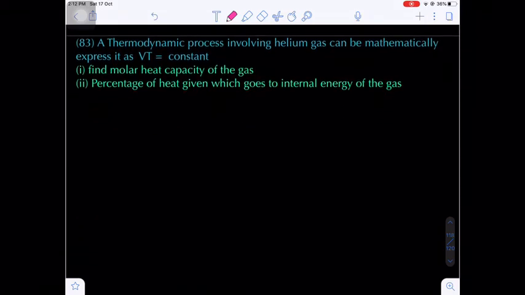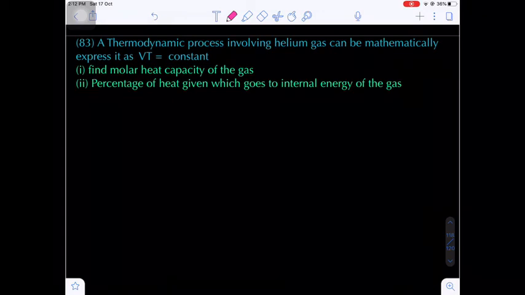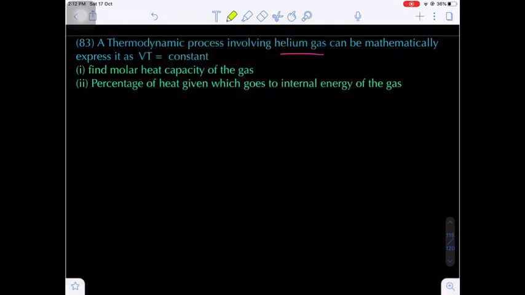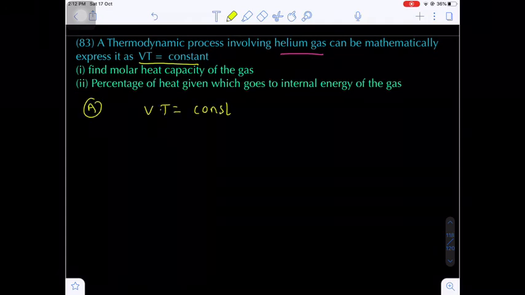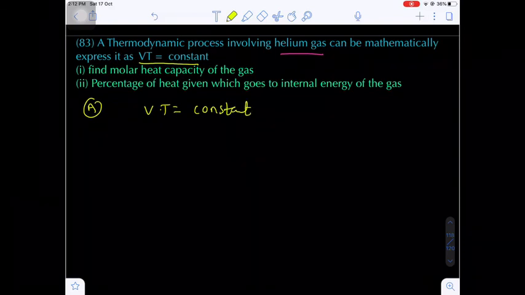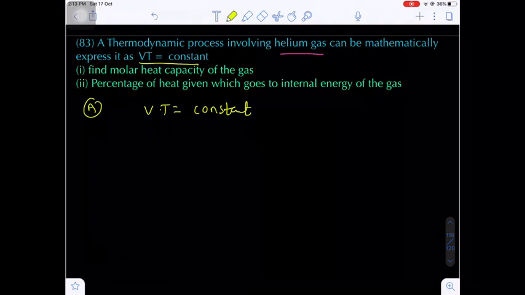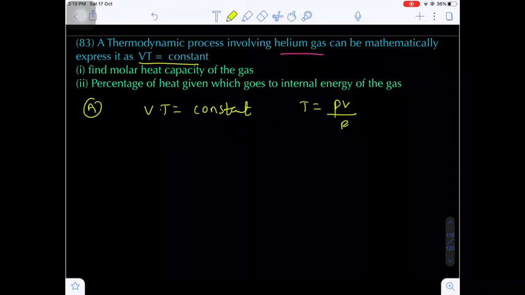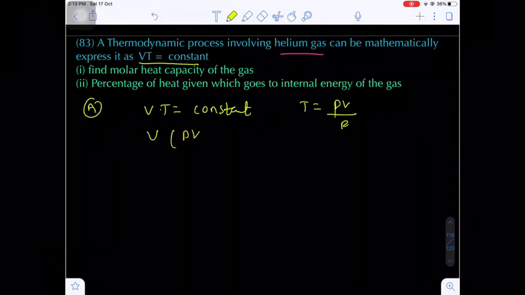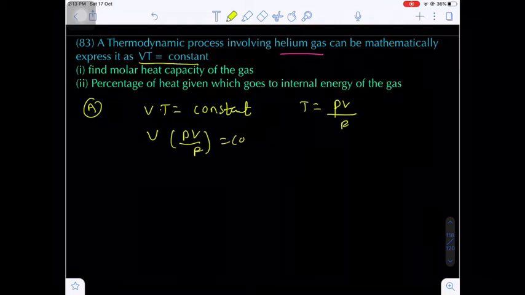And one more last question, that is question number 83. A thermodynamic process involving helium gas. Which gas is given? Helium gas, monoatomic. Mathematically expressed as VT will be equal to constant. So first of all, V into T is given as a constant. Now first of all, convert this into a PV expression. Do you know temperature will be equal to PV upon R for 1 mole of ideal gas? So instead of T, I am writing PV upon R equal to constant.